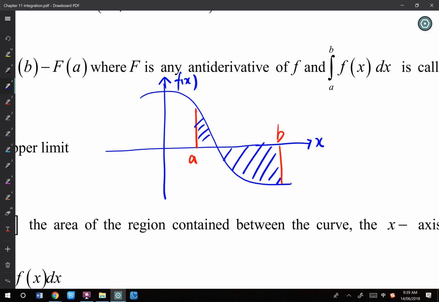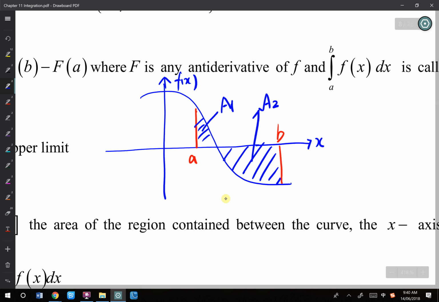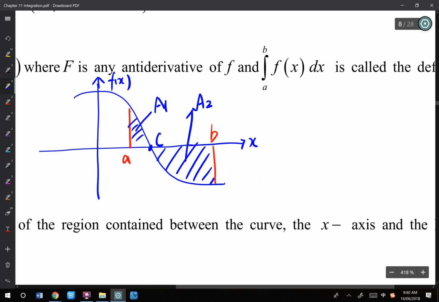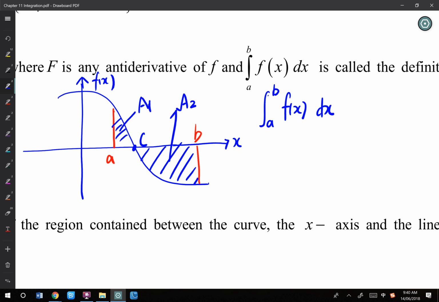If I say this area has size A1 and this area has size A2, and let's say this coordinate is C, that point is C. When we do the integral from a to b of f(x) dx, because it's from a to b and we talk about the area between the x-axis and the curve, I put a to b, from the smaller to the larger number.